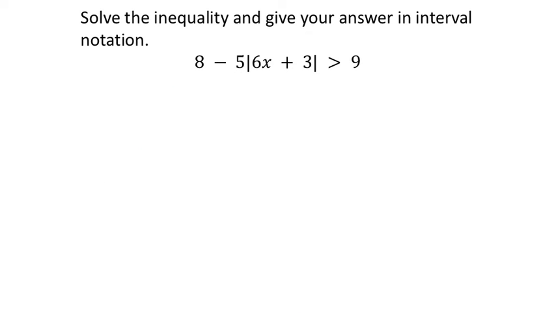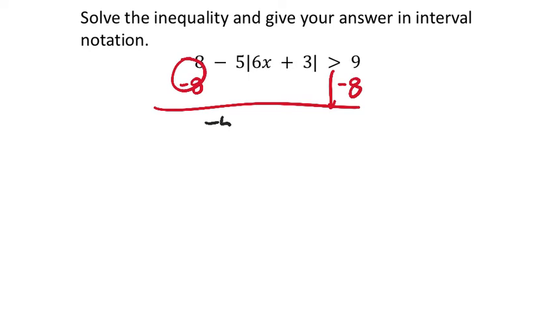Okay, well, let's get started on this one here. So 8 minus 5 times the absolute value of 6x plus 3 should be greater than 9. Well, we got to isolate that absolute value, right? Again, I don't really care what's on the inside. I'm not going to cover it this time. I just want to solve for it. Which means that 8, I got to make it go away. And by go away, I mean become 0, right? So that's going to be subtract 8 from both sides.